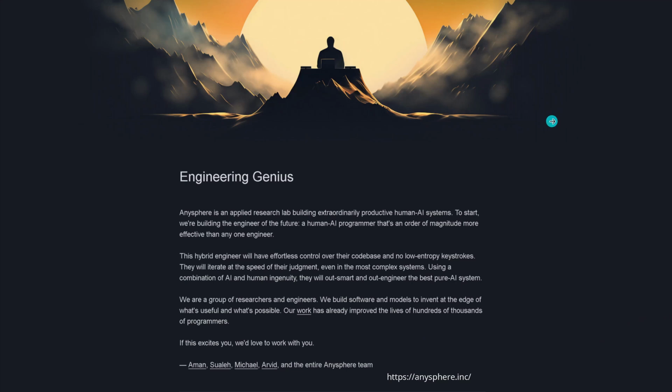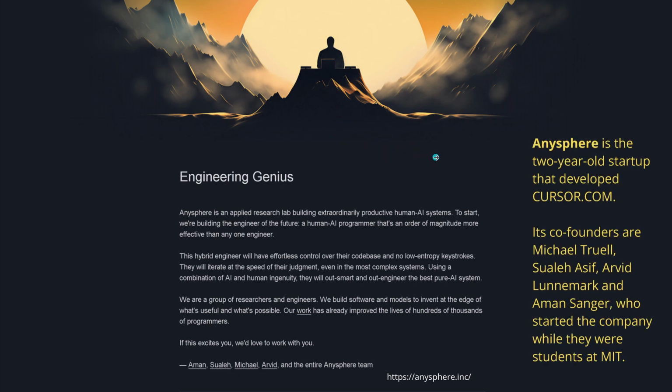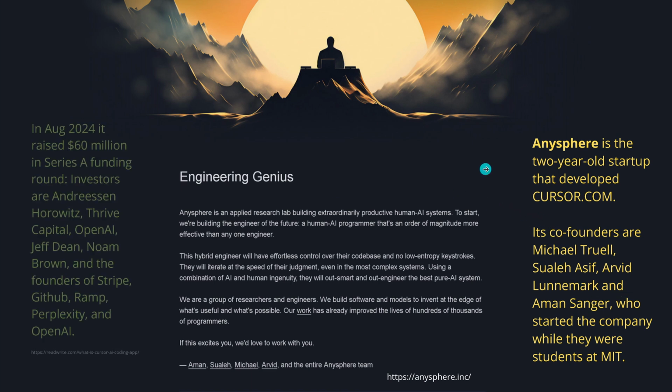Now, let's start at the beginning. There's a little tiny company. It is called Anysphere Incorporated. And this you see when you enter. Now, a little bit of information. It is a two-year-old company that developed Cursor. And its co-founders are here, Michael Trial. Yes. And they all started the company while they were students at MIT.